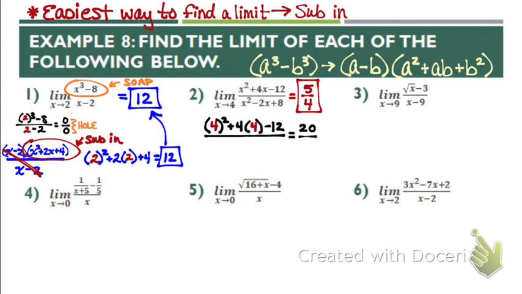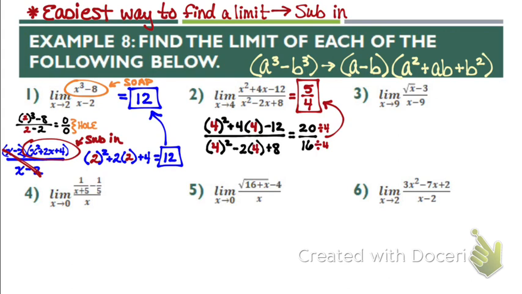Down in the denominator, I have 4 squared minus 2 times 4 plus 8. So 16 minus 8 plus 8, I get 16. And then I can divide both top and bottom by 4 to reduce it. So we get 5/4. We always substitute in first before you go through the process of trying to factor and cancel.